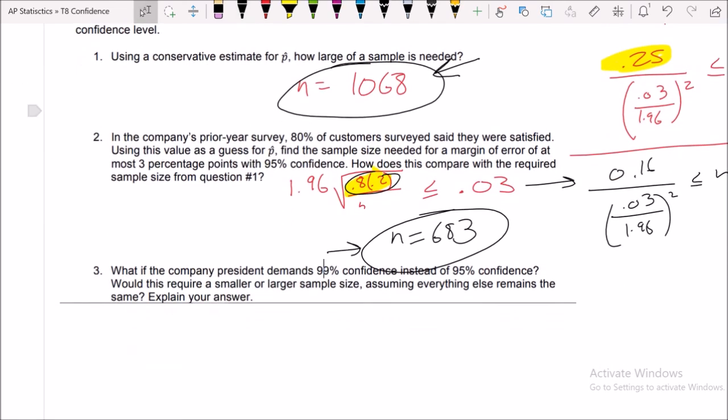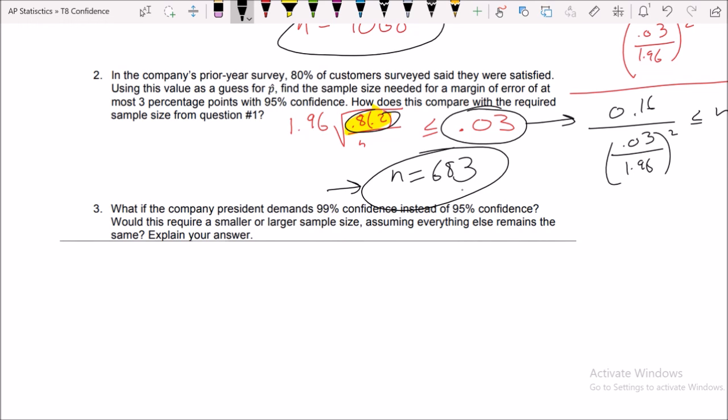Okay, last question. What if the company president demanded a 99% confidence interval? Would that be a smaller or larger sample size, assuming that everything else remained the same? What do you think? To understand this more easily, let's consider how that would change down here with our equation. It would no longer be 1.96. With a 99% confidence interval, if that's 0.99 in the middle, then we have only 0.005 available over here. So that's going to lead us to a different value for z star, the critical value. It turns out that value is 2.576.